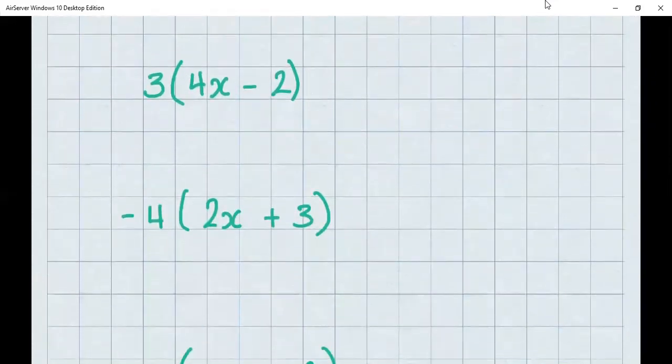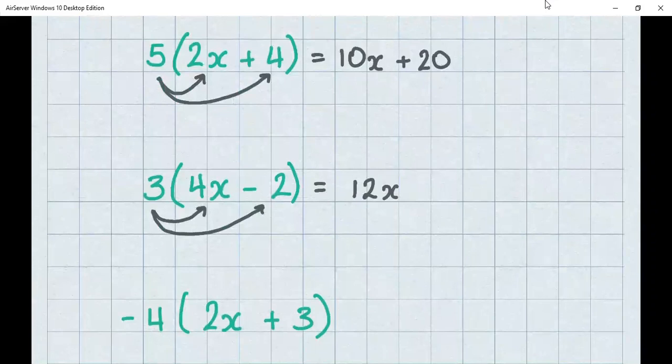Now for the next one, we have got 3 times 4x. So similar to what we had before, 3 times 4 is 12, so 3 times 4x is 12x. And now I've got 3 times negative 2. Now for the previous examples, we didn't really need to worry too much about the symbol that was here because they were all adding. So these were all multiplying by positive numbers. But in this example, we're multiplying by a negative.